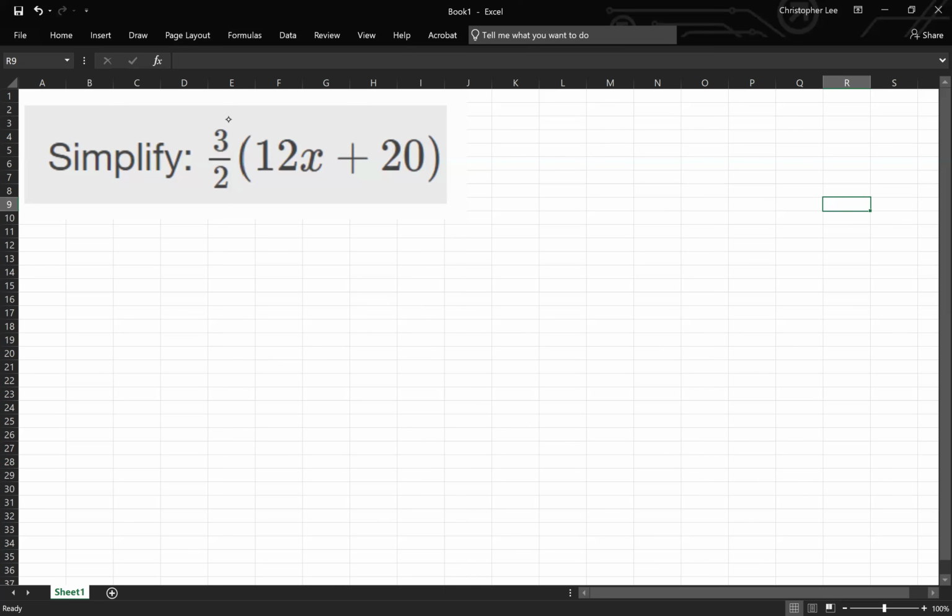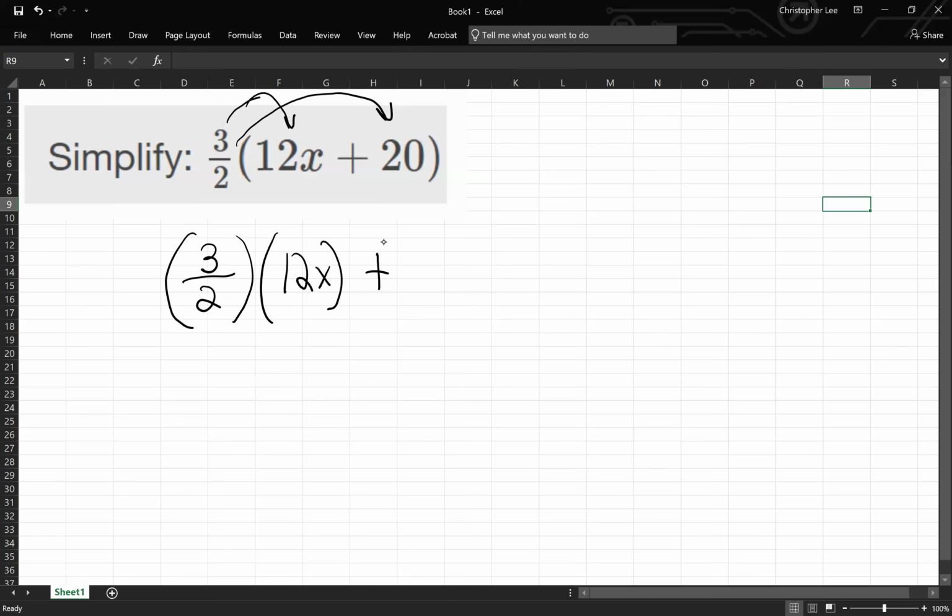So I want to take this and I want to distribute it. I want to distribute to the first term and distribute to the second term, right? So when I distribute to the first term, I have 3 over 2, times my 12x, plus my 20 times my 3 over 2. All right, how do I do this now? How do I multiply these? Good, good, right? Because it's a whole number. So I want to put these over 1. Very good.